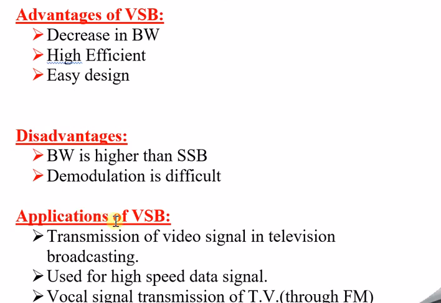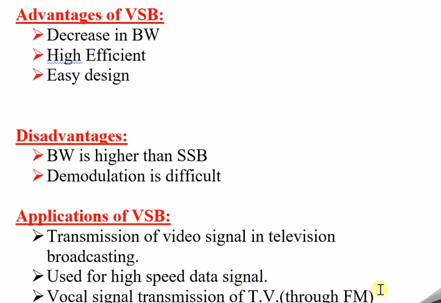And next are the applications of VSB signal. VSB modulation has applications in the transmission of video signals in television broadcasting. This is the major application of VSB modulation: whenever video signal transmission is required in television broadcasting, VSB modulation plays a very significant role. It is also used for high speed data signals, and both are related actually. High speed data signals can also be handled using vestigial sideband modulation.